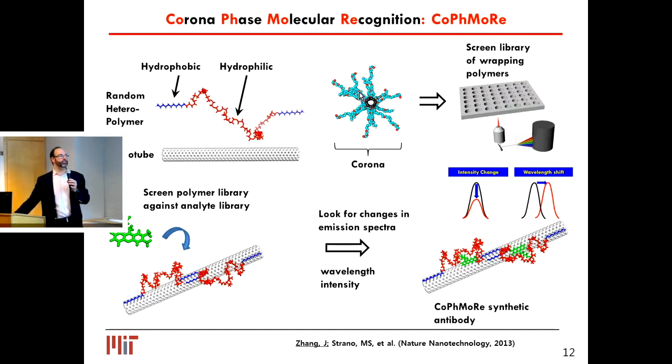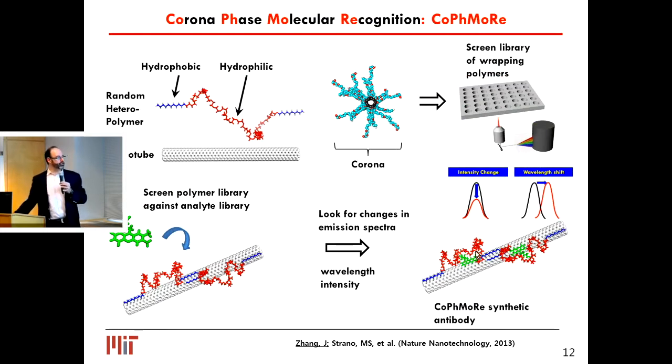The misconception in our field has been that these corona phases are necessarily disordered, like disordered noodles. Noodles can't recognize anything; they're random, right? However, if you do the following empirical experiment, I'll show you lots of evidence for this. If you make a compositional library of polymers, let's say 100 polymers that vary in composition, you form 100 different corona phases around carbon nanotubes. Then you can use near-infrared fluorescence to quickly screen their response to an analyte library.